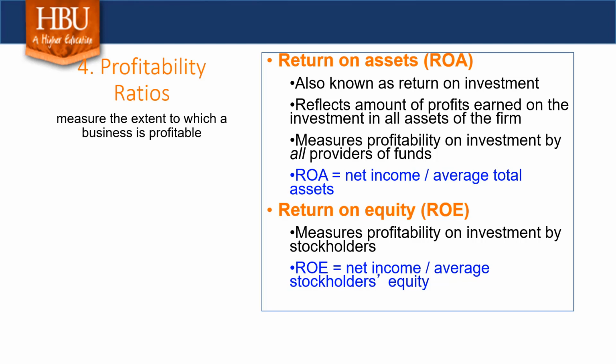Another way to determine profitability is our return on equity, or ROE. This measures profitability on investment by our stockholders. The ROE is equal to our net income divided by our average stockholders' equity. Next slide, we'll talk some more about other profitability ratios.